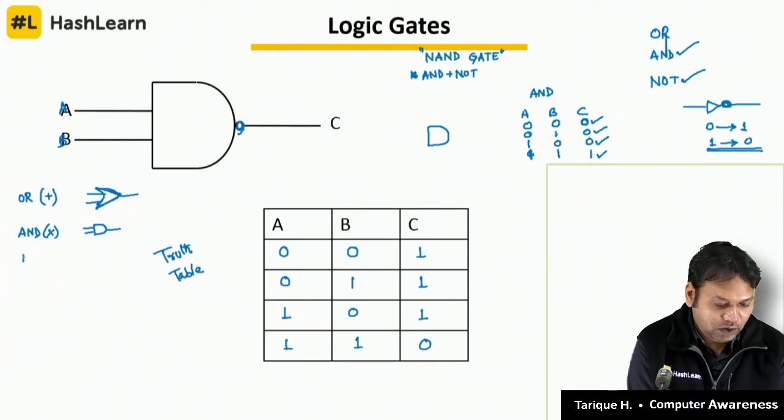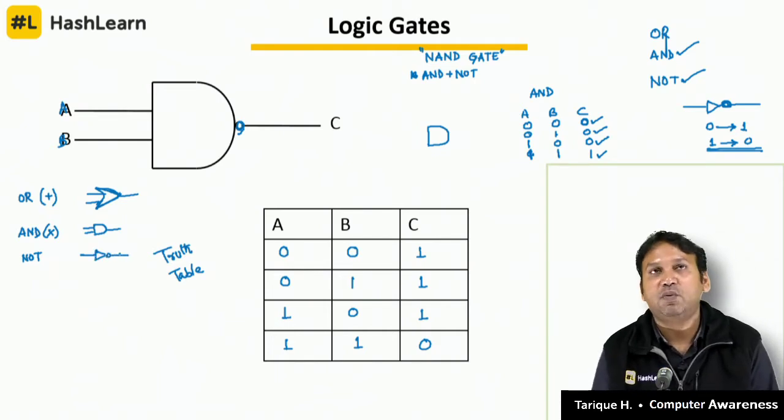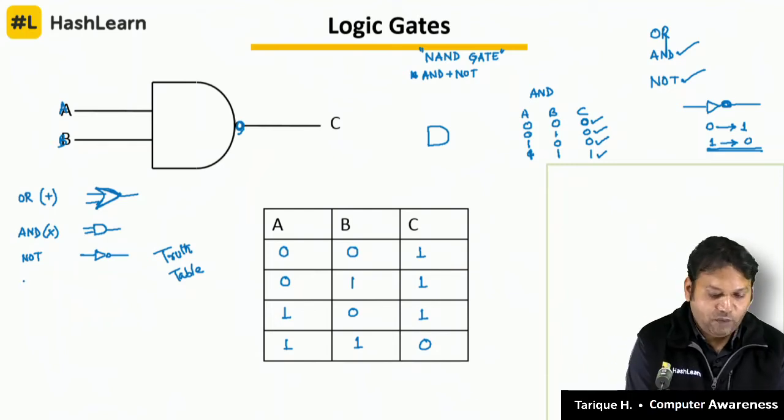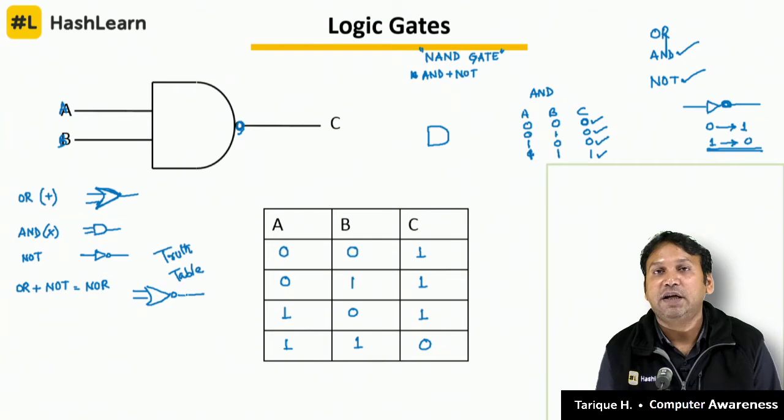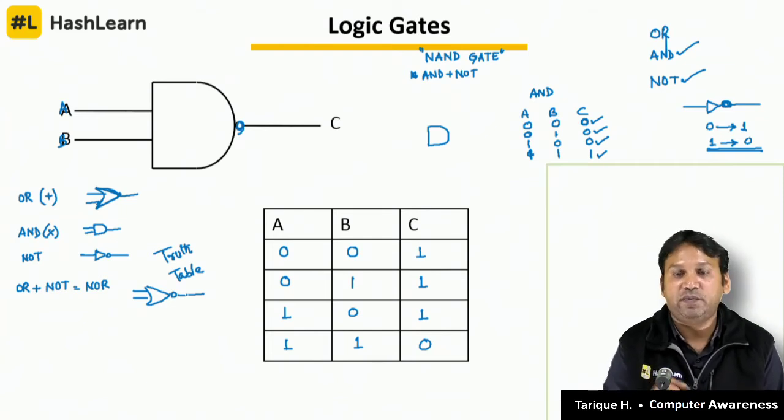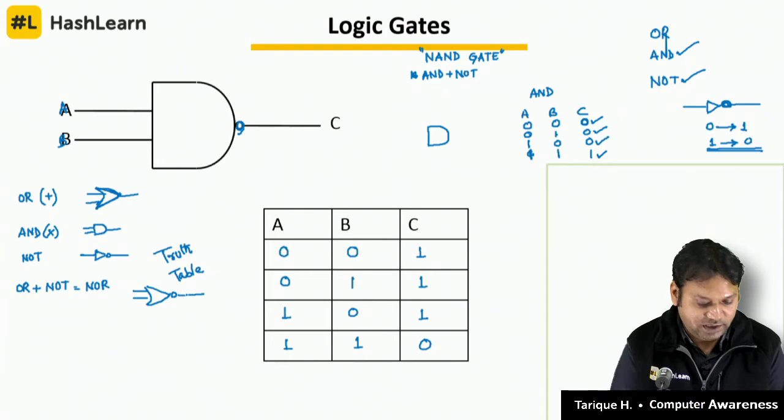Now the NOT gate is the reverse gate. You put one input and you get one output, and you convert 0 to 1 and you convert 1 to 0. Now when you combine the OR gate plus the NOT gate, it becomes equal to the NOR gate. And remember, we take the OR gate here and we put a 0 at the end. So that is your NOR gate, that is OR plus NOT. So you take the truth table of the OR gate and reverse the output. Zeros become 1, 1 becomes 0.